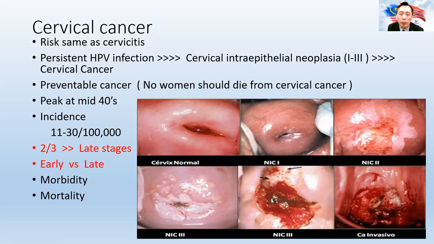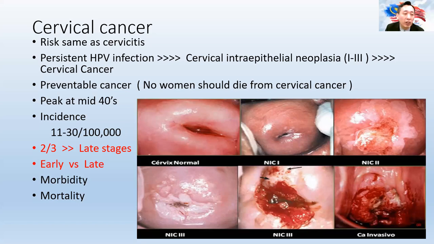The diagram here shows a normal cervix, then CIN1, CIN2, and CIN3. Most of the CIN1 and 2 can revert to normal. It's unlikely that CIN3 will revert to normal. If you leave it alone, the patient may have cancer later on.